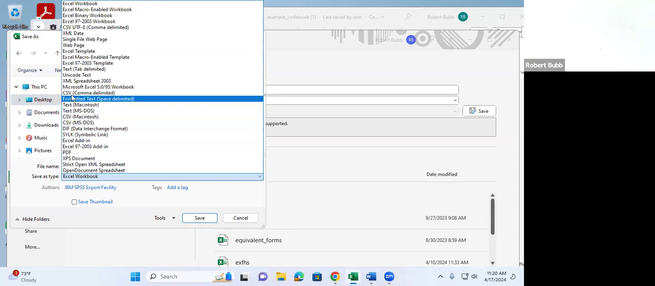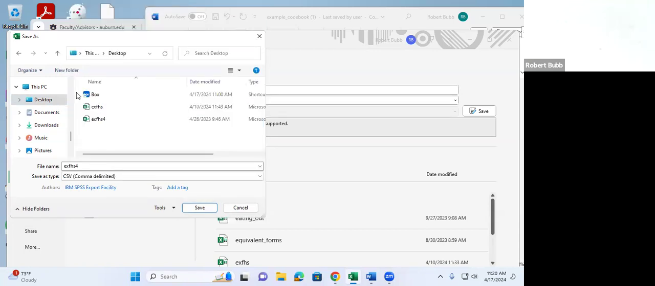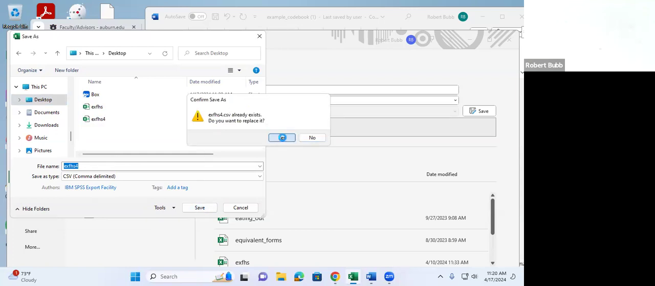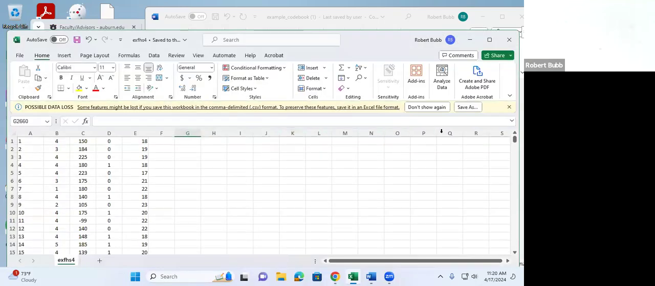There are several CSVs in here. You want the one that just says comma delimited. All right, looks like I already have one in here from last year, so I'm just going to replace that one, but yours should be, I think, new.